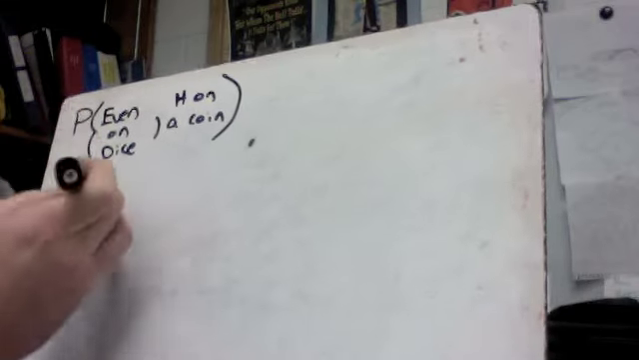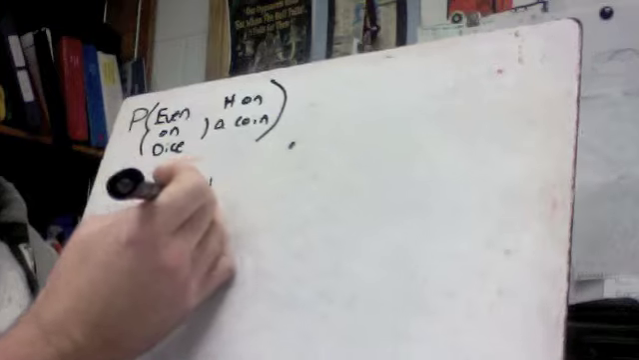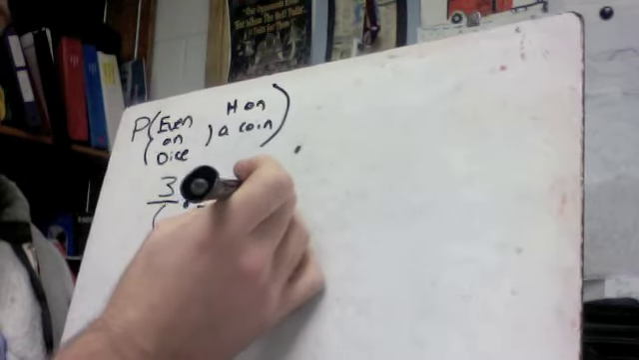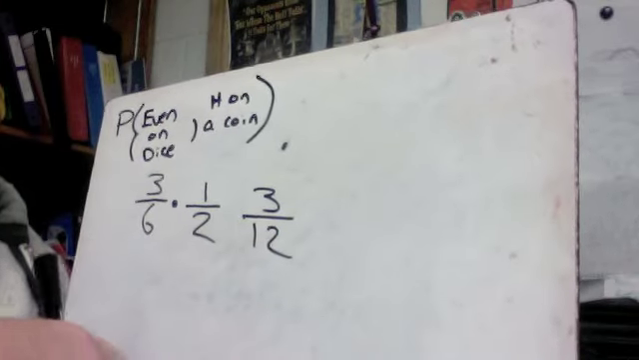So even number on a dice, 6 outcomes. The even numbers would be 2, 4, and 6. Okay, so that would be 3 even numbers. So 3 out of 6 chance of getting an even number. Over here, getting heads on a coin, which would be 1 out of 2. 2 outcomes, heads or tails. You want the 1. Okay, we multiply this together, we are going to get 3 out of 12. 3 out of 12 chance.